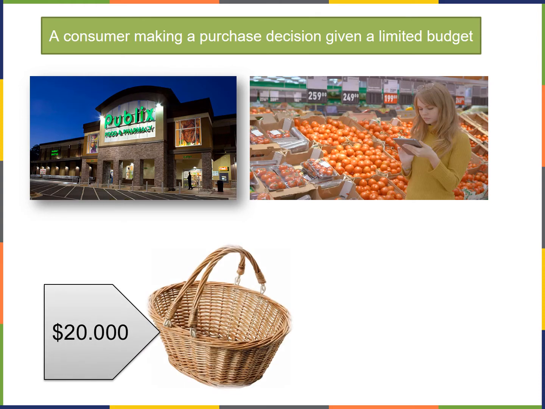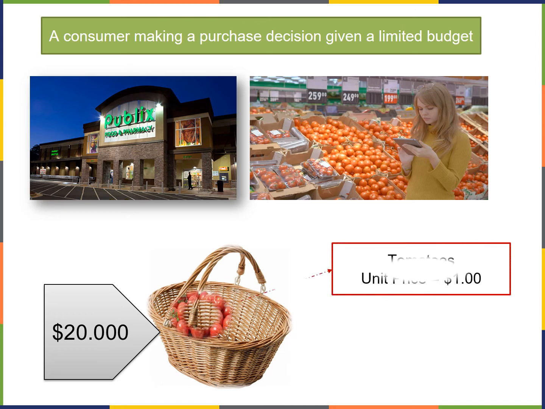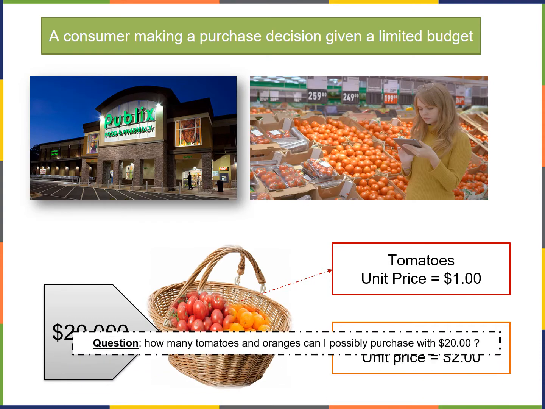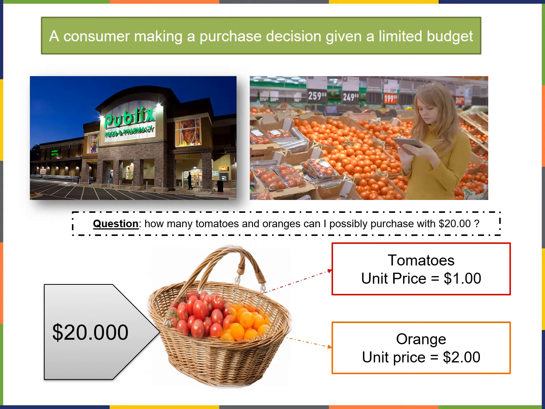The challenge here is that you only have $20 to purchase tomatoes that cost $1 each and oranges that cost $2 per unit. Now, the question that you are trying to solve is: how many tomatoes and oranges can I possibly purchase with $20? So let's try to visualize the process of that decision making.